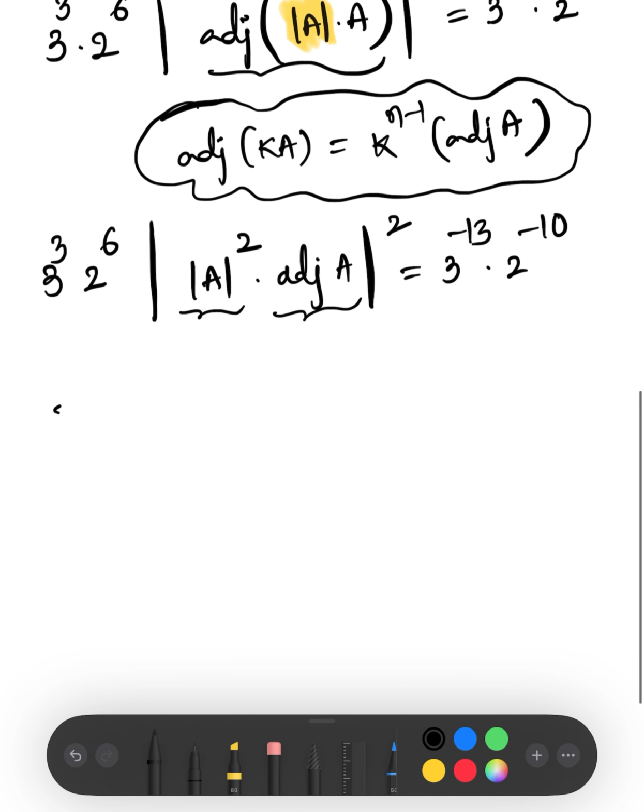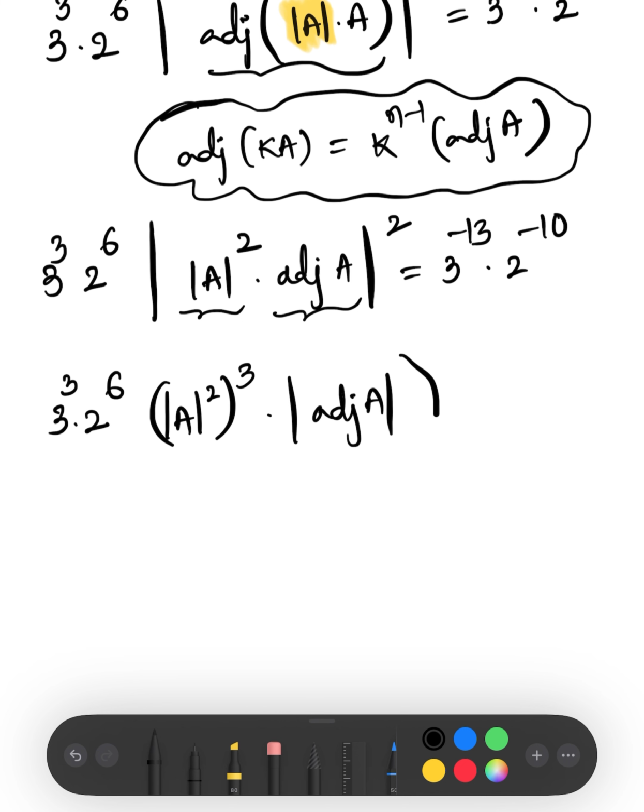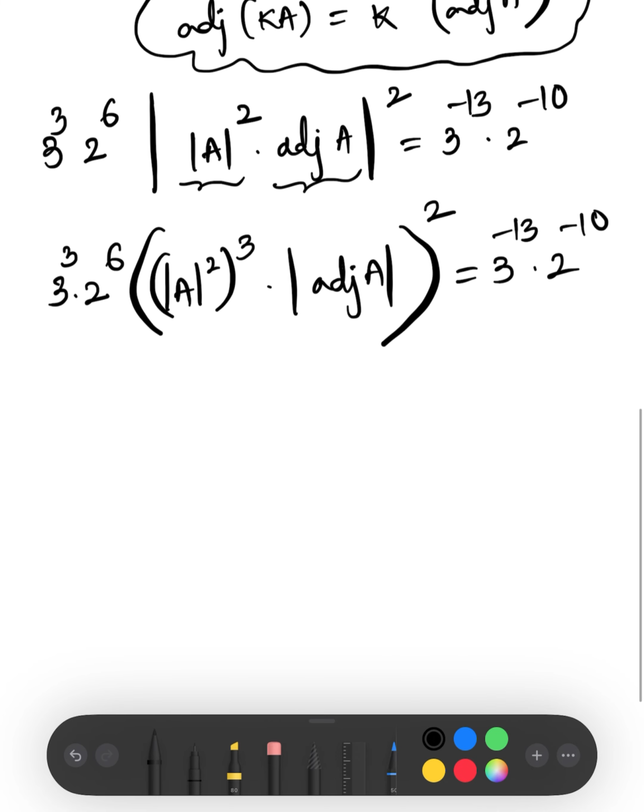So from this, 3 cube into 2 power 6 into, so det of kA we can write as k power n, that of A, again whole square, that is equal to 3 power minus 13 into 2 power minus 10. So if you observe this one, that A whole square, 2 3s are 6, 6 2s are 12. So clearly 3 cube 2 power 6, that A whole square 4 power 12 into this one det of adjoint A. Now I'll write this one directly, det of adjoint A.